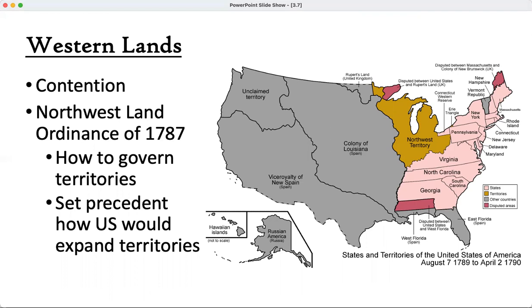So the Northwest Ordinance was another law created by Jefferson in regards to this new Northwest Territory. And the Northwest Territory includes modern day Ohio, Indiana, Illinois, Michigan, Wisconsin, a little bit of Minnesota. So the Northwest Ordinance looks at how do we govern territories, right? States know how to govern themselves, and we're not forming new colonies. These are territories.